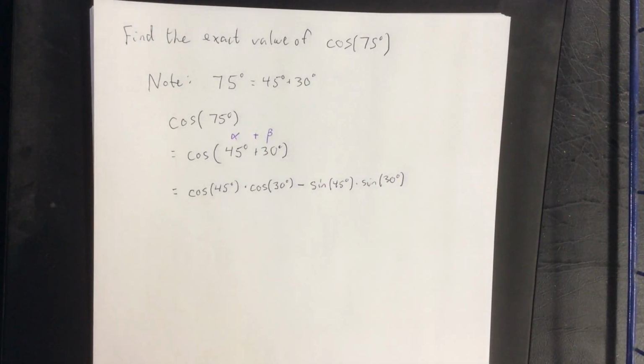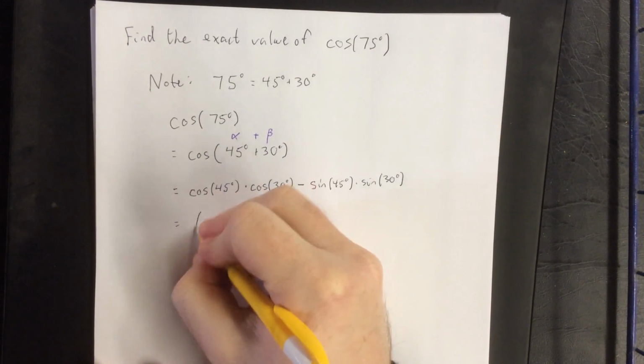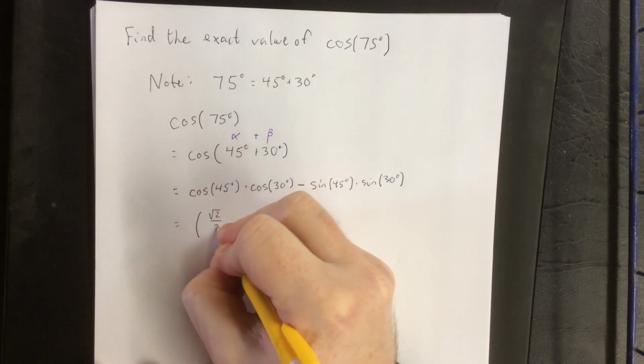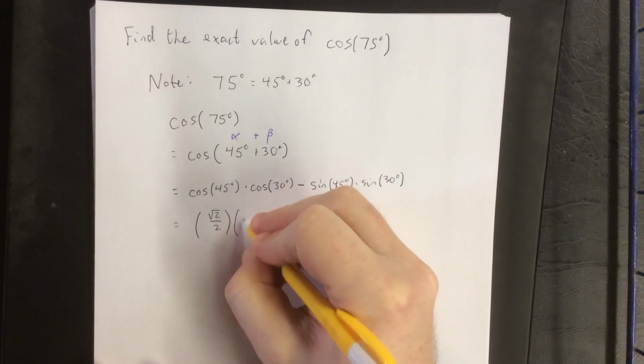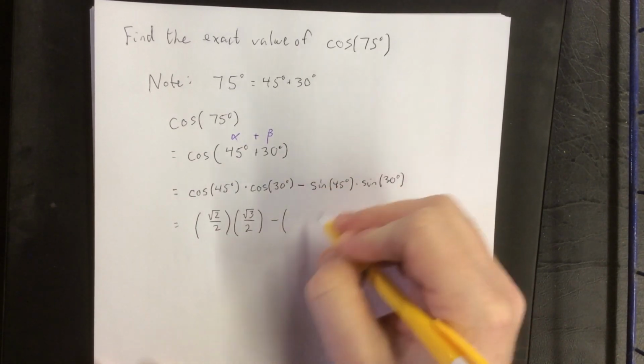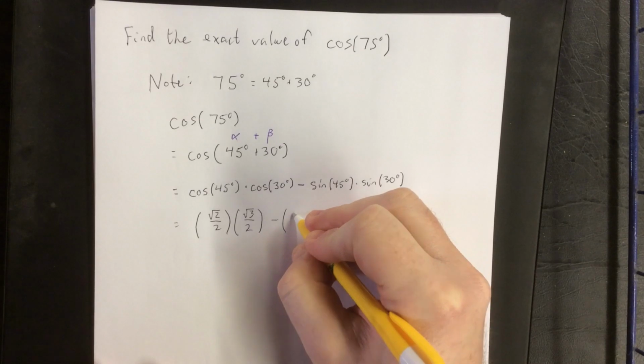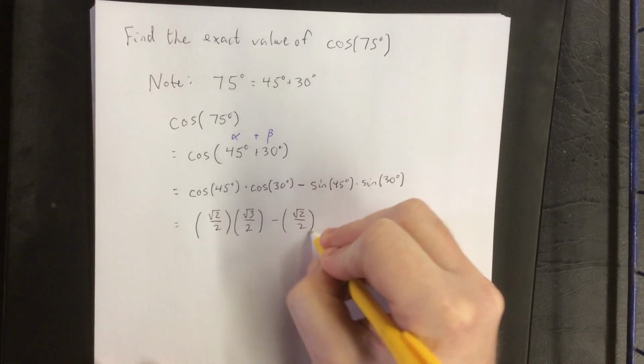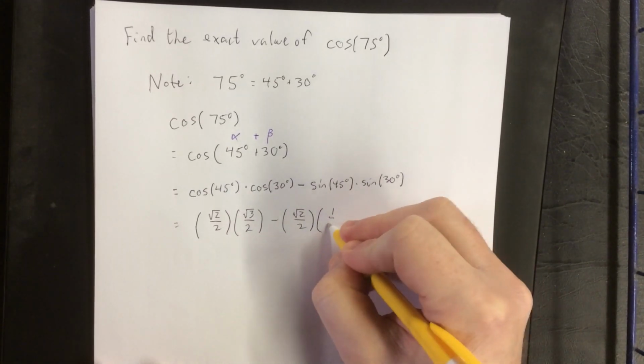Every single one of these ratios can come from the unit circle. The cosine of 45 degrees would be root 2 over 2. The cosine of 30 degrees would be root 3 over 2. Minus. Sine of 45 degrees is root 2 over 2. And the sine of 30 degrees is 1/2.